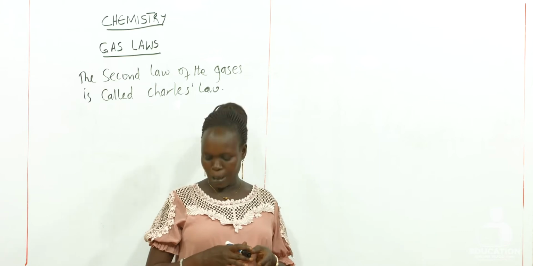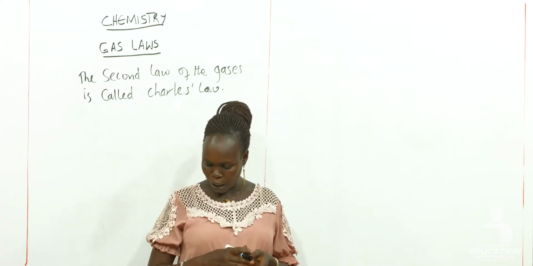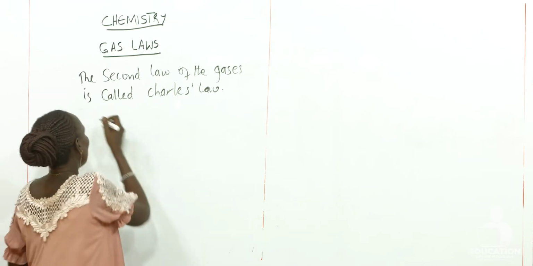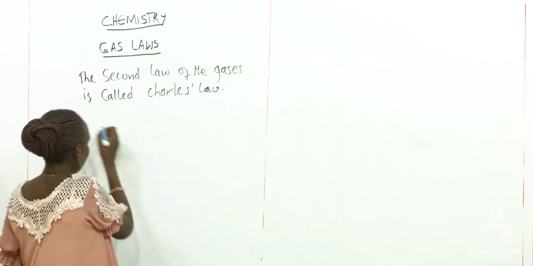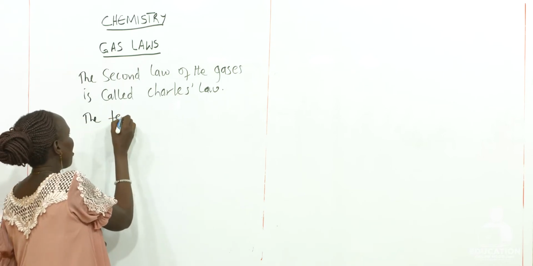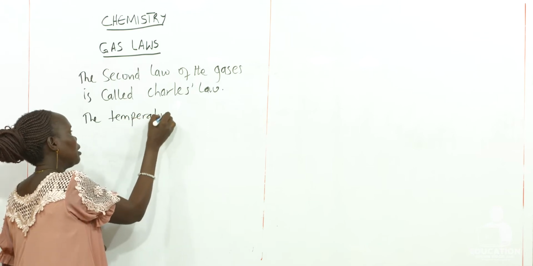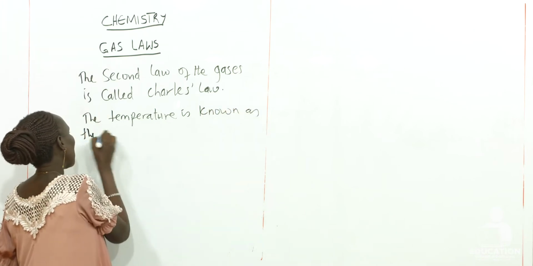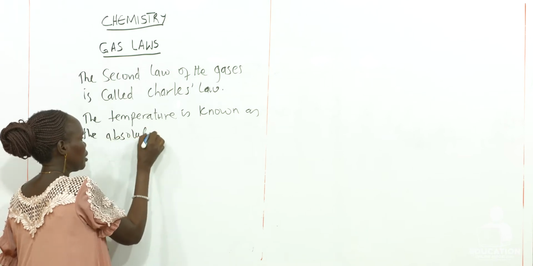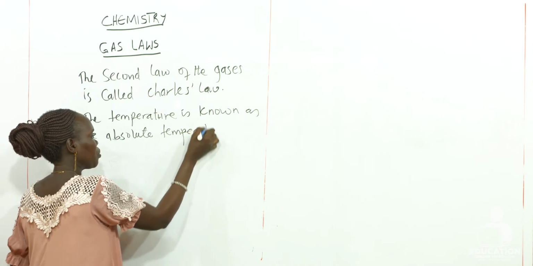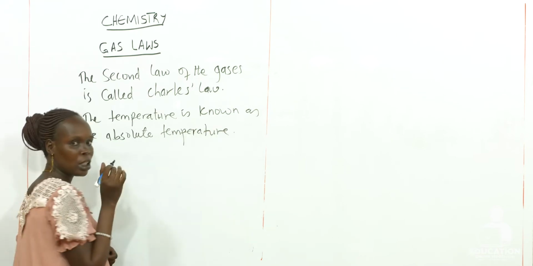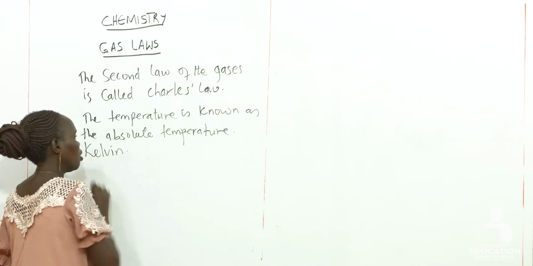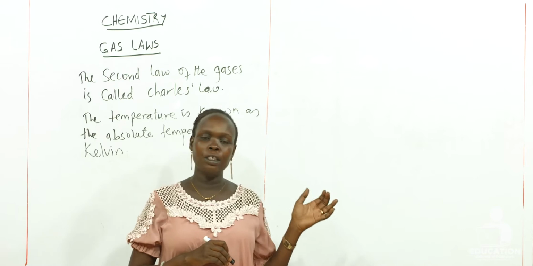So if the absolute temperature is decreased at constant pressure, the volume consequently decreases. So here the temperature is known as the absolute temperature, and here we measure this temperature in Kelvin, not in degrees centigrade.